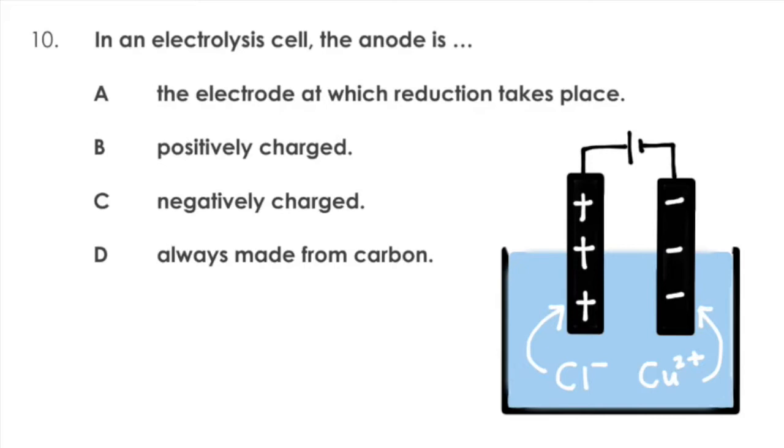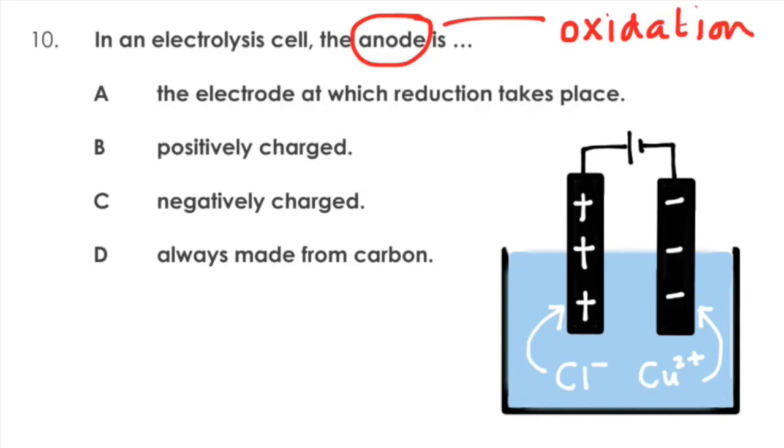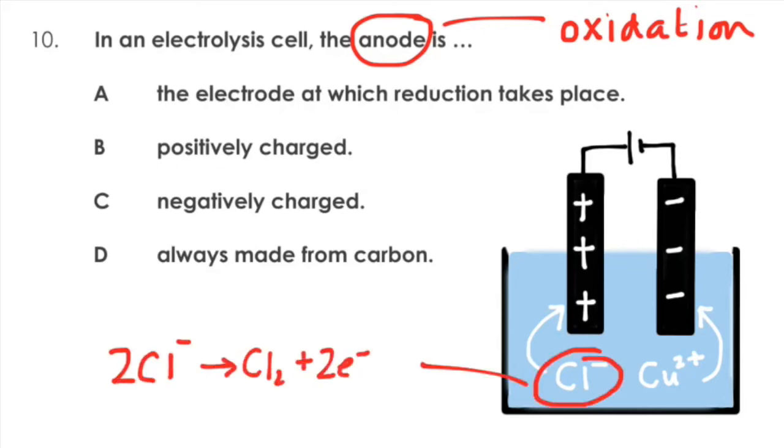Right, in an electrolysis cell, the anode. There's a picture of an electrolysis cell electrolyzing copper chloride. The anode is where oxidation takes place, and oxidation is loss of electrons, and it's the negative ion, the Cl- ion, that will lose electrons to form chlorine, and that electrode's positive. So the anode must be positively charged in an electrolytic cell.